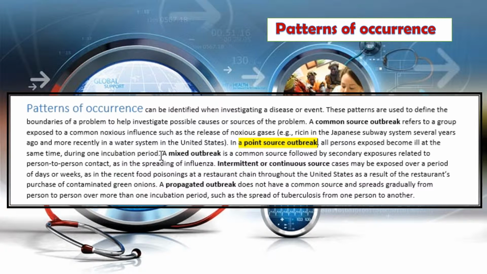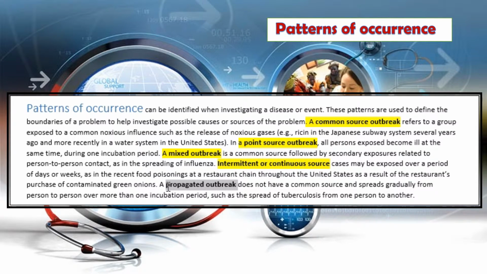Okay? A mixed source is a common source followed by a secondary exposure related to person contact. So we had a common source go out, and then after that, we have people giving it to other people. That's called a mixed outbreak. Okay, in an intermittent or continuous source, cases may be exposed over a period of days, weeks. That's just going on and on. So you hear people say an intermittent outbreak. An example is food poisoning at a restaurant chain throughout the U.S. as a result of restaurant purchase of contaminated green onions. Remember that? That was an intermittent or continuous source outbreak.